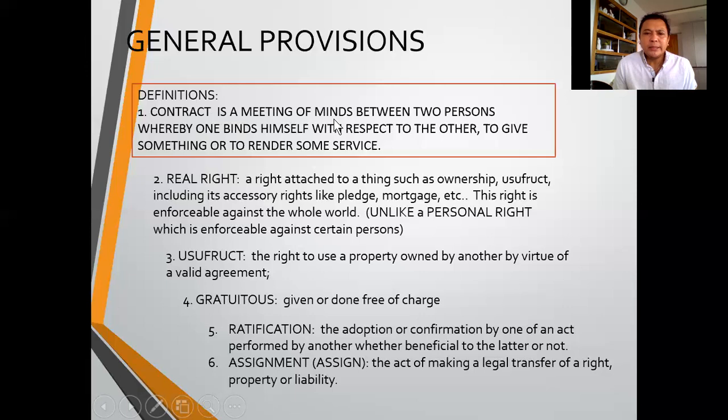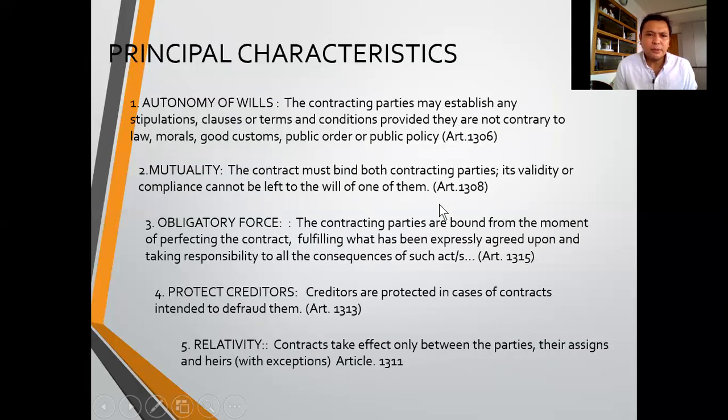It's a meeting of minds. So meeting of minds is the giving of consent. So if you consent to another, you are entering into a contract. And if you are binding yourself to give something, there is already a contract. Or to render a service. So what are examples of contracts?